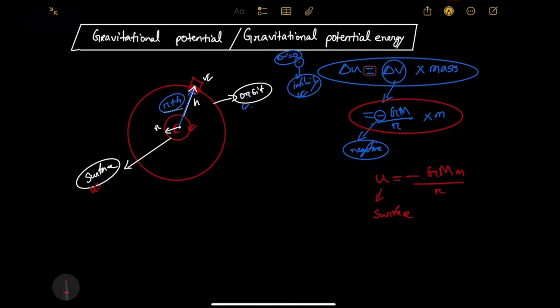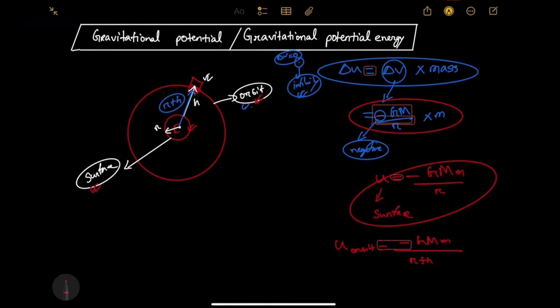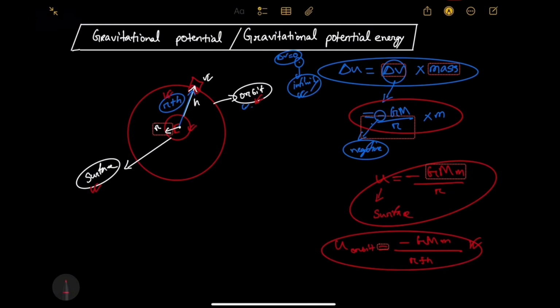Now we have to work out what the gravitational potential energy is at the orbit. The gravitational potential energy at the orbit will be minus GMm divided by r plus h, because this h is also included. You are r plus h away from the center of the earth. That's why the formula will be like this. So this is the difference between them.